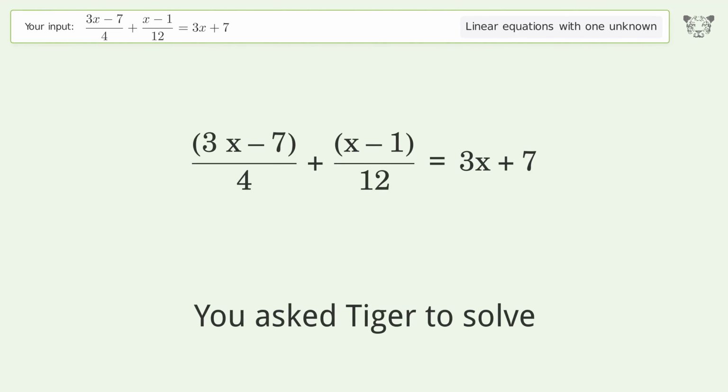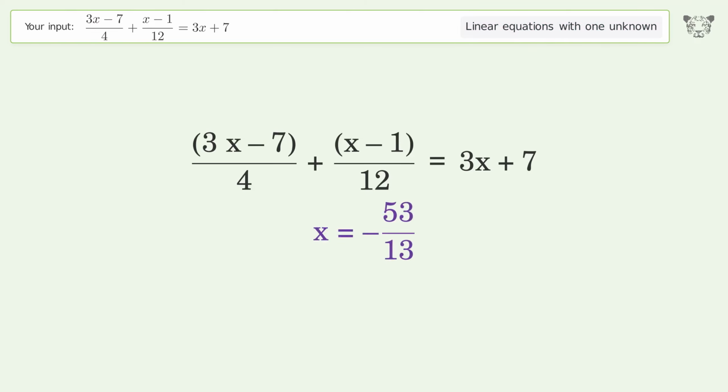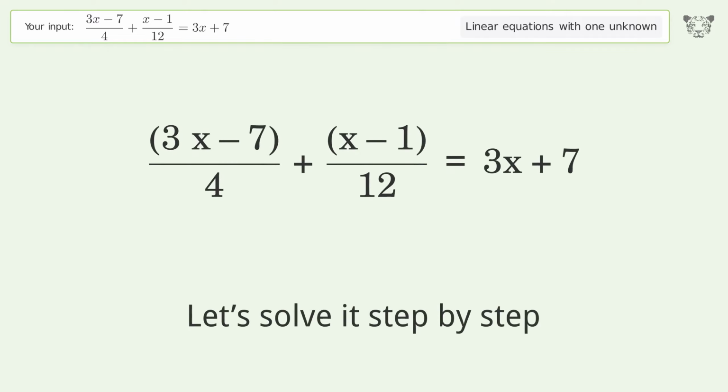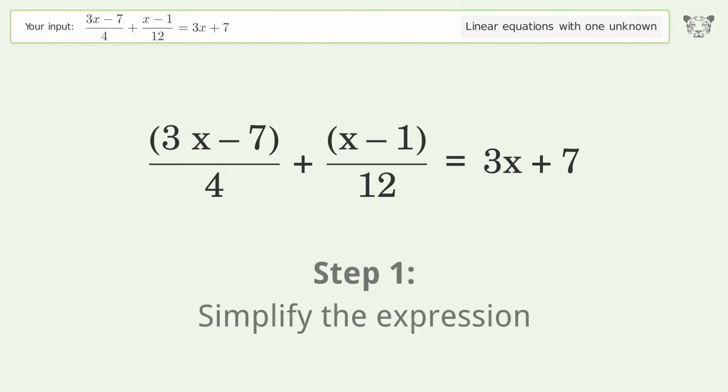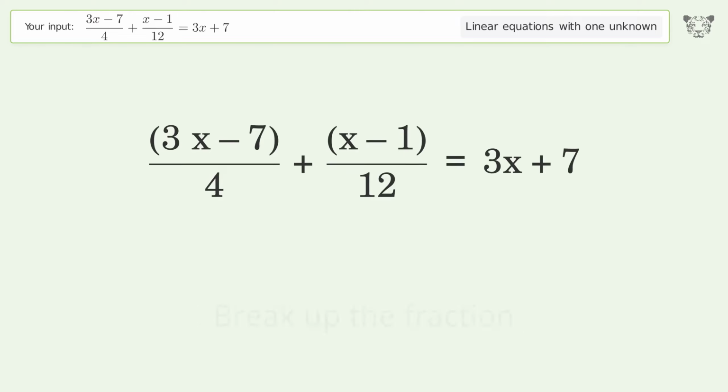You ask Tiger to solve this. It deals with linear equations with one unknown. The final result is x equals -53/13. Let's solve it step by step. Simplify the expression. Break up the fraction.